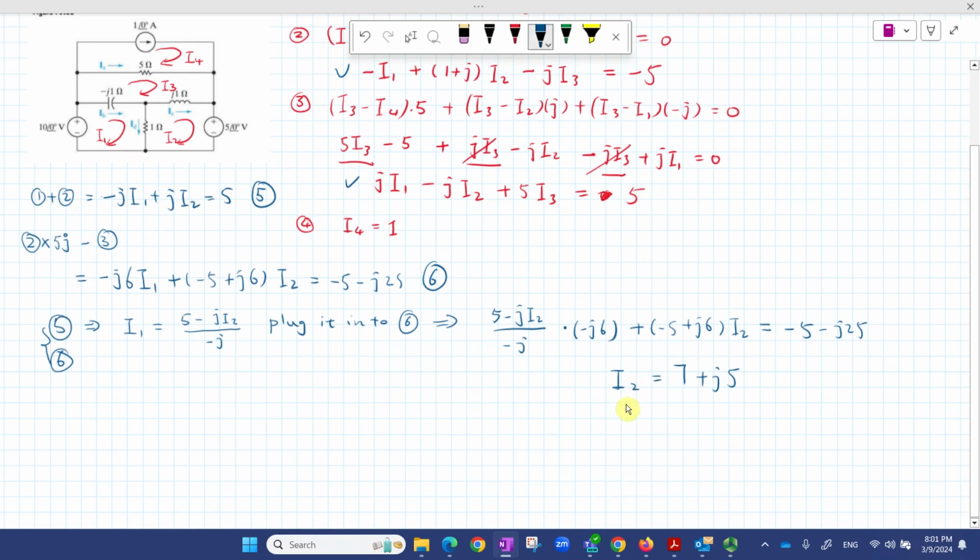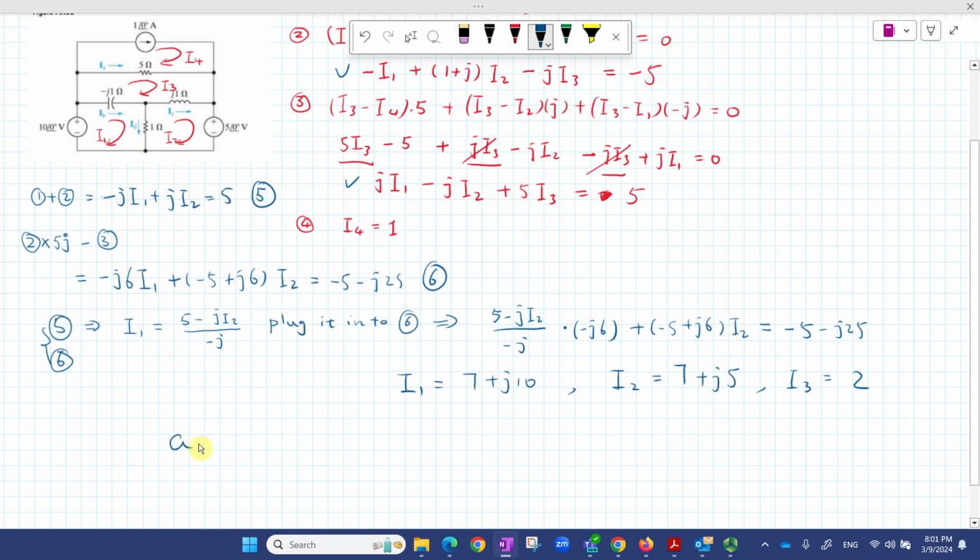That's the first current you can get, and you bring this back to number 5. So you can see this I1 equals this about I2, right? So you can find that I1 actually equals 7 plus j10, and I3 is going to equal just 2. Okay, so if you got all of this, then you just look at this circuit.